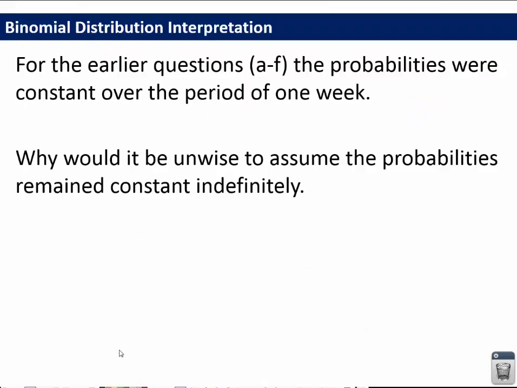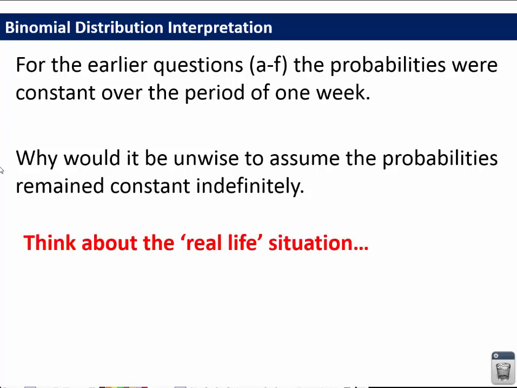So for this final part of the question, let's look at interpretation. Interpretation is really the area where you're going to get the very, very high marks. Make sure B grade students get up to A and A star. For the earlier questions, A to F, the probabilities were constant over a period of 1 week. Why would it be unwise to assume these probabilities remain constant indefinitely, forever? What could those ideas be? Let's think about the real life situation.